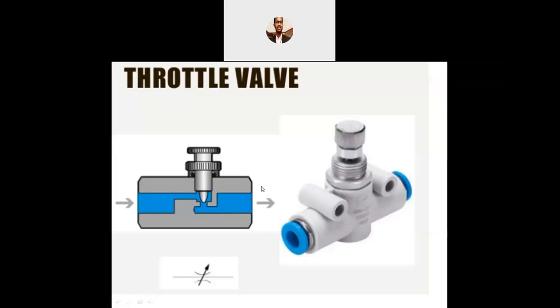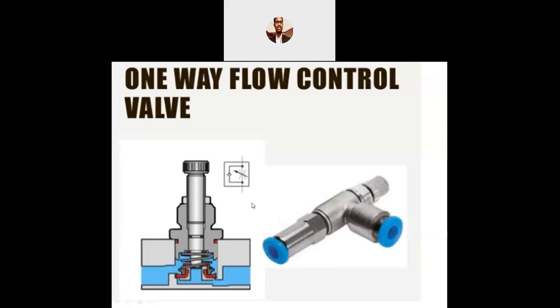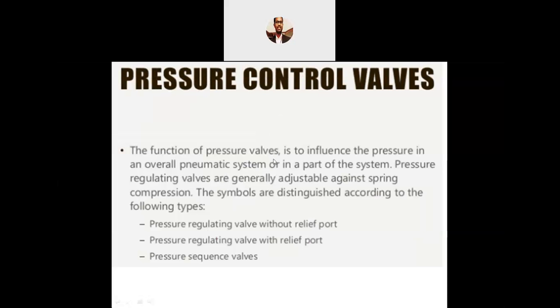This is a realistic one, and this is the graphical representation, and this is the animation one. By adjusting this screw, you can control the flow of the liquid. This is a one-way flow control valve, and there will also be a two-way control valve. Pressure control valves.